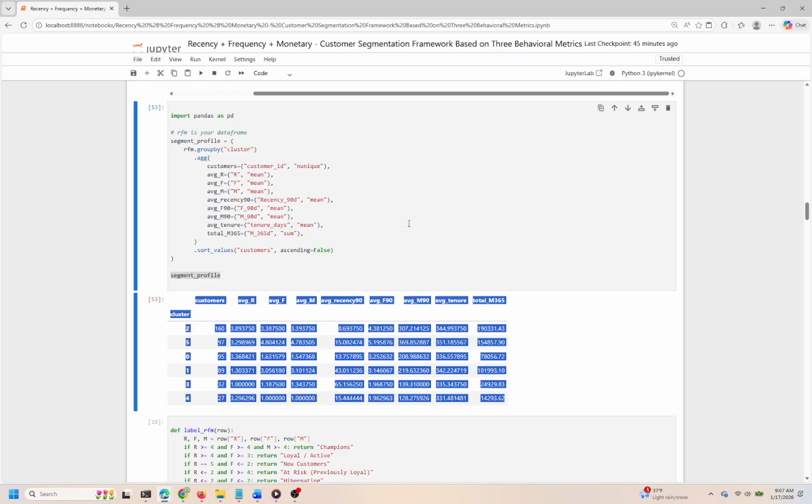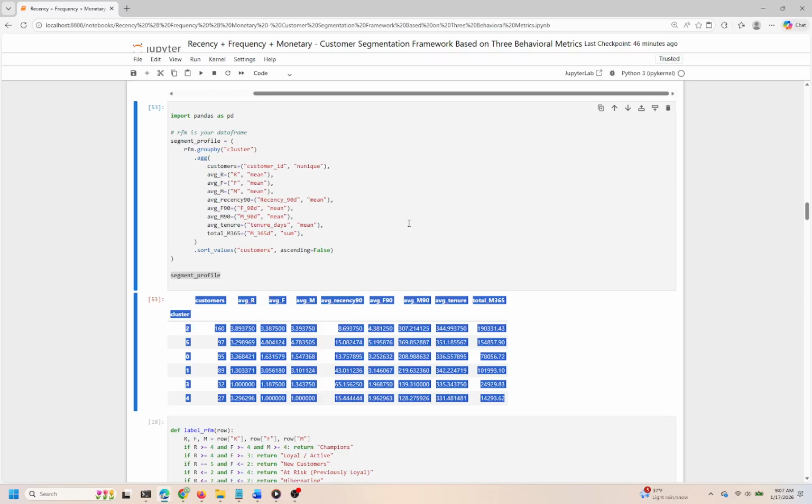We also calculate averages for key metrics like recency, frequency, and monetary value, using functions such as mean across the respective columns. These averages help us understand customer trends in terms of how recently they made a purchase, how often they purchase, and how much they typically spend. Additionally, we compute the average tenure, capturing how long customers have been with the business, and the total monetary value over the past 365 days, providing a comprehensive view of customer loyalty.